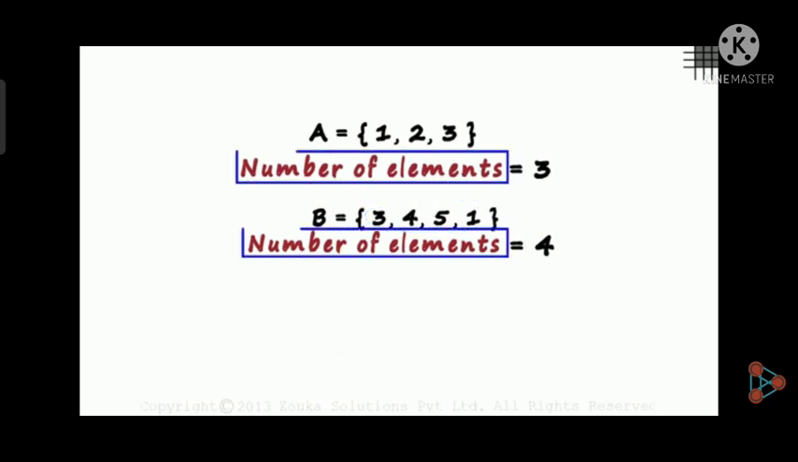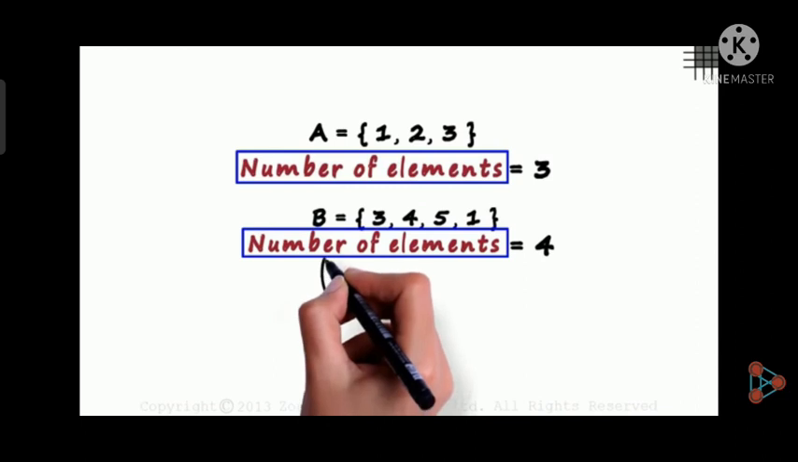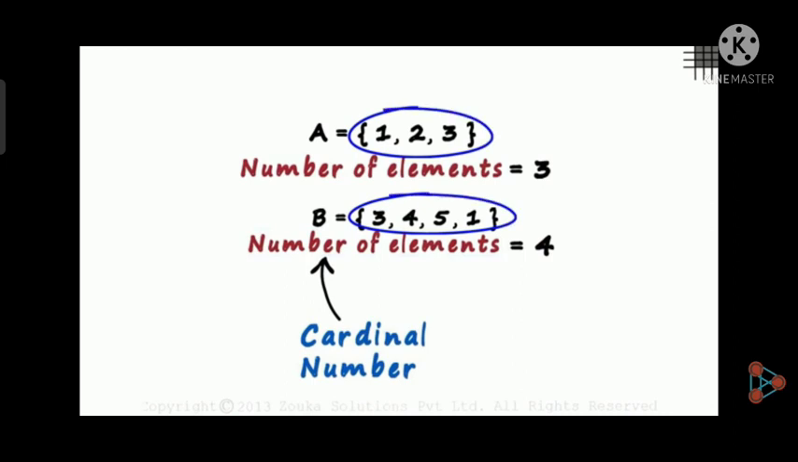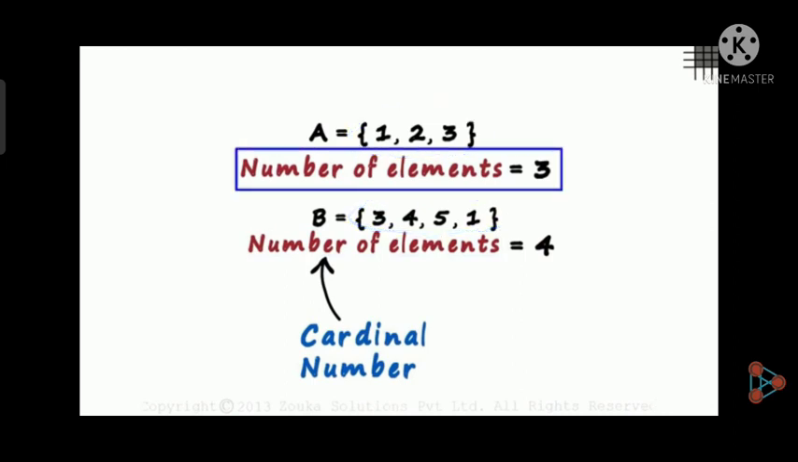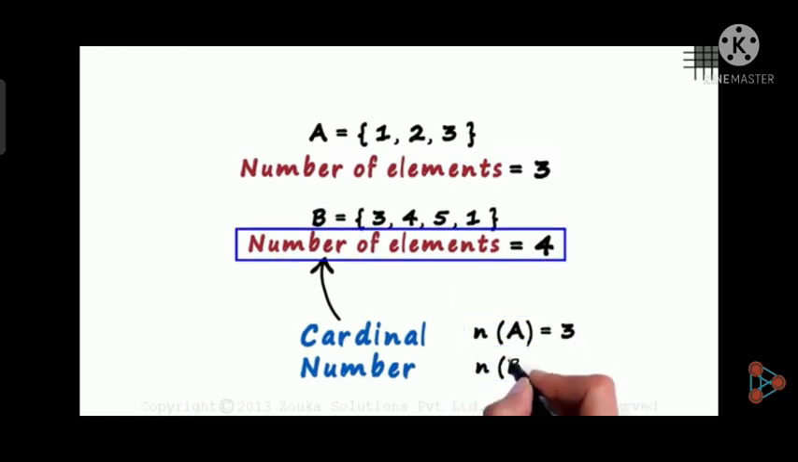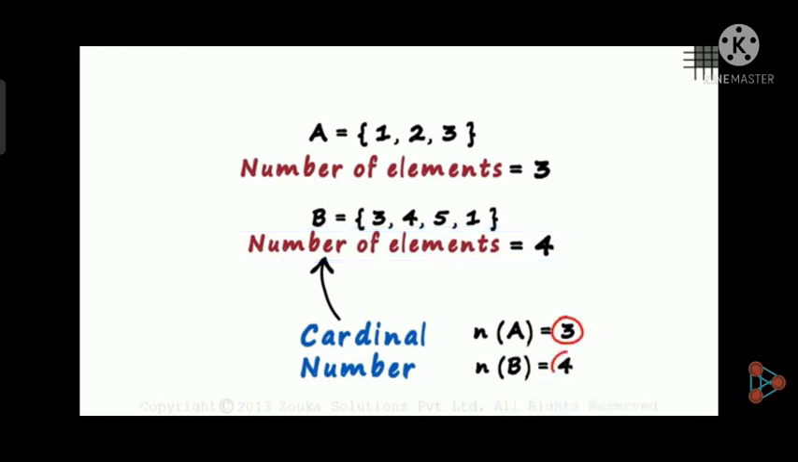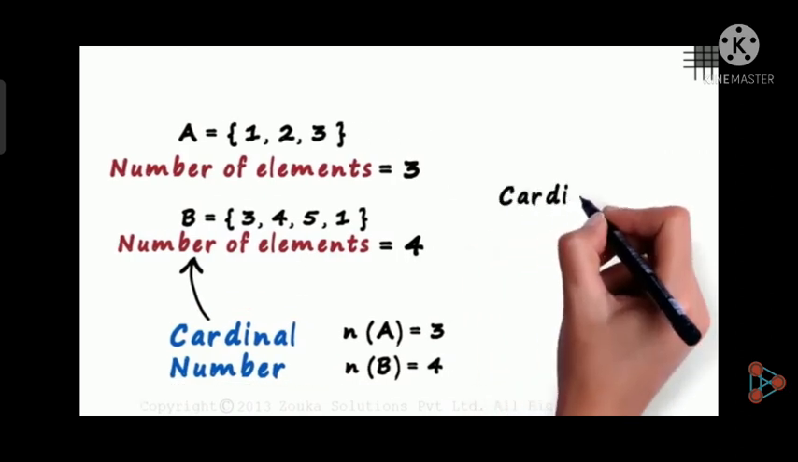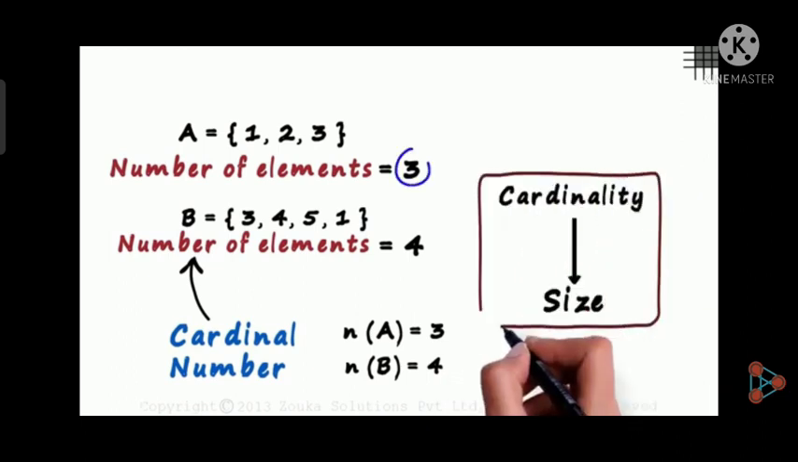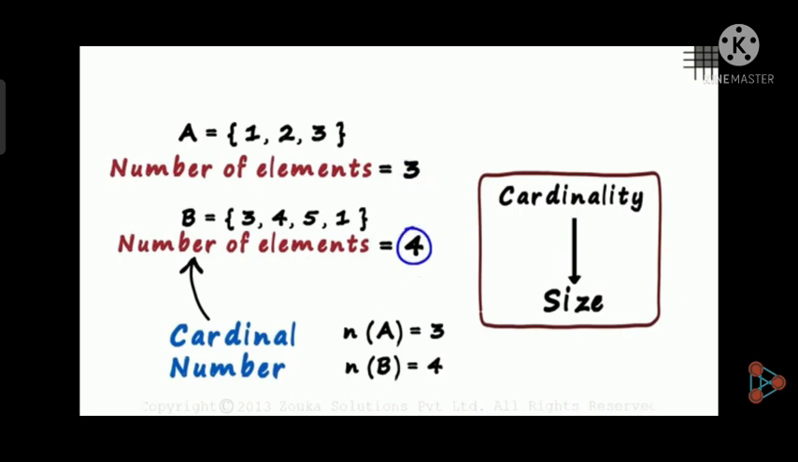The phrase number of elements of a set is given a special name. It's called the cardinal number. And there's a better way to represent the number of elements of a set. This entire thing can be written as n of A equals 3. This is read as the number of elements in set A equals 3. And this can be written as n of B equals 4. The numbers 3 and 4 are the cardinal numbers of sets A and B. The word cardinality in mathematics means size. We could say that the cardinality of set A is less than the cardinality of set B.